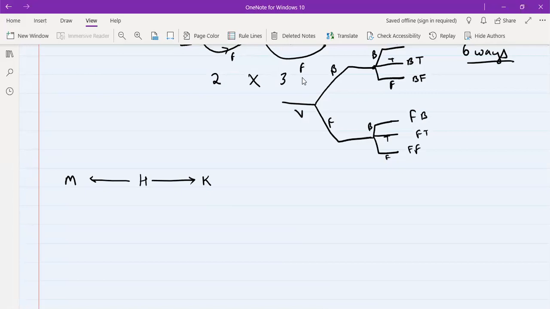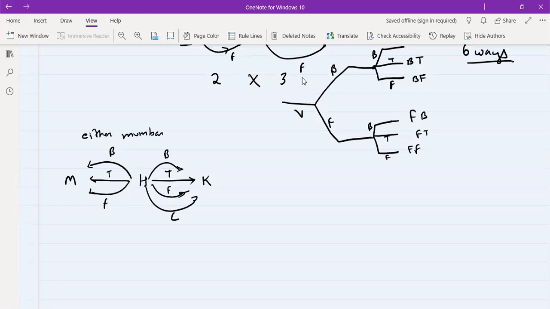Now, suppose Hyderabad to Mumbai, you can go by 3 ways, and Hyderabad to Kolkata, you can go by 4 ways. So 3 ways: bus, train, flight. Suppose this is a question. Now tell me, you have to go to either Mumbai or Kolkata.